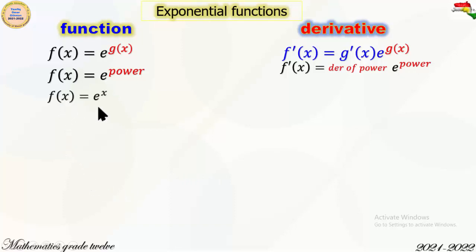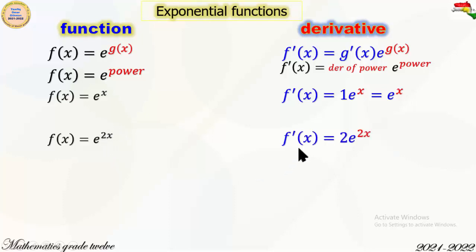For example, f of x is equal e to the power x. Because the derivative of x is 1, therefore f prime of x is 1 times e to the power x, which equals e to the power x. F of x equals e to the power 2x. The derivative of 2x is 2, therefore f prime of x is 2 times e to the power 2x.